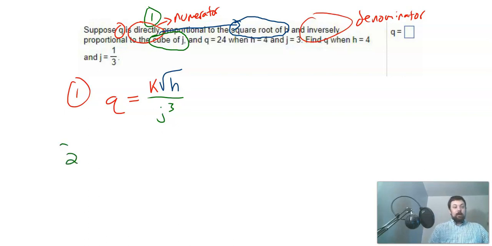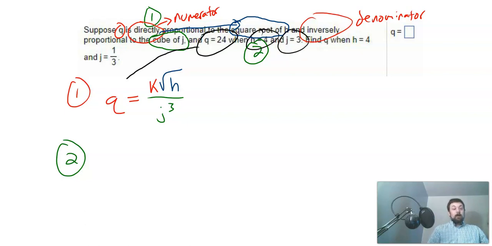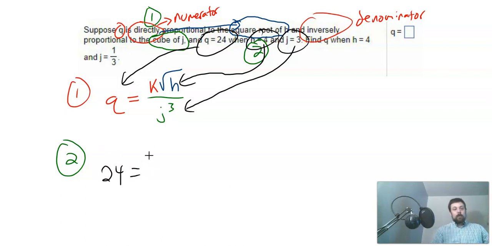The second step is to find k. And to do that, we need to have the values of all the variables at one instance, which is what they give us next. And this is level 2. Right? So they tell us that q is 24 when h is 4 and j is 3. So we're going to plug all of these numbers into our formula, and then we can solve for k. Right? So q is 24. We don't know k, that's what we're about to find out. Square root of h, which is 4, over j, which is 3.